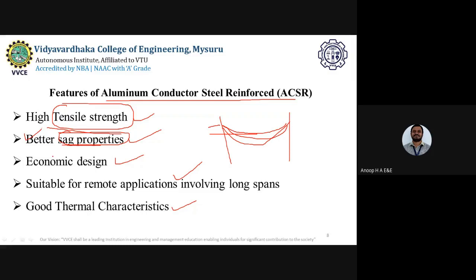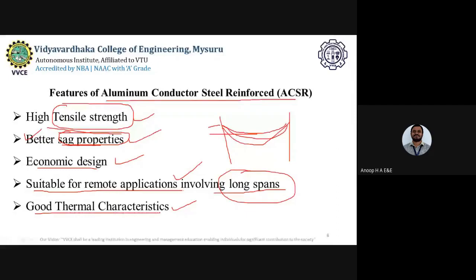Next one, we have economic design. Next, we have suitable for remote applications involving long spans. What do you mean by span? The distance between two towers is called the span length, or span. So, suitable for remote applications involving long spans. Last one is good thermal characteristics.